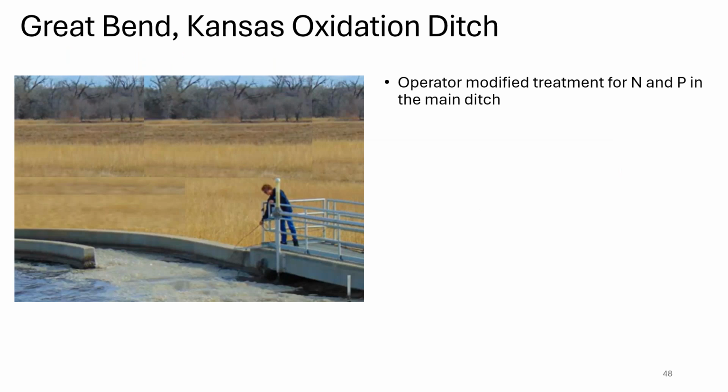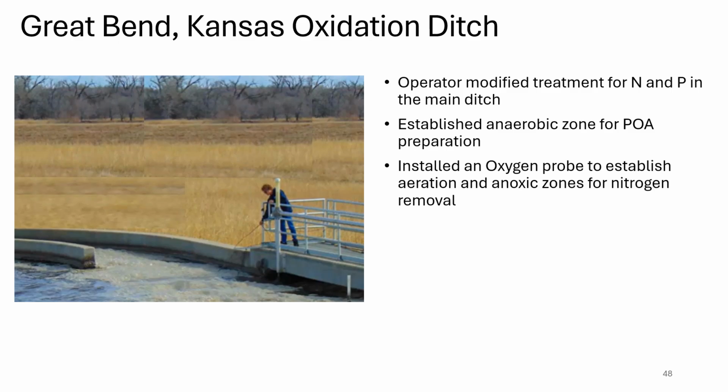Another operator went another path where it wasn't quite so labor intensive. An operator in Great Bend, Kansas, modified their oxidation ditch to remove both nitrogen and phosphorus. So they created an aerobic zone for the phosphorus accumulating organisms to grow and be prepared to accumulate. And the interesting thing they did, they put an oxygen probe downstream to monitor the oxygen level. They're trying to adjust their aeration so that the oxygen would run out at a certain point and create a permanent anoxic zone.